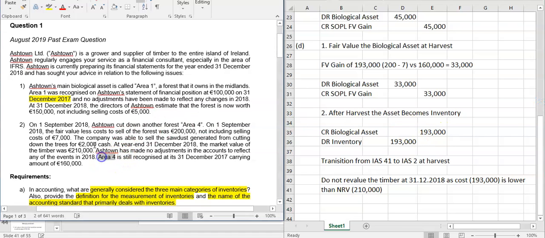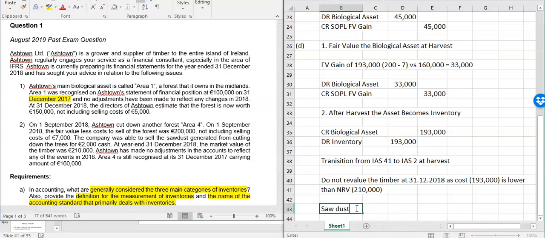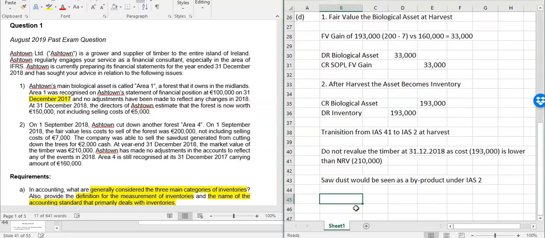And the last thing then is, what about this 2000 here? Sell the sawdust generated from cutting trees at 2000. Now this sawdust is what we call a byproduct. Sawdust would be seen as a byproduct under IAS 2 because it's a small little byproduct. It's not material. It's only 2,000 in cash.